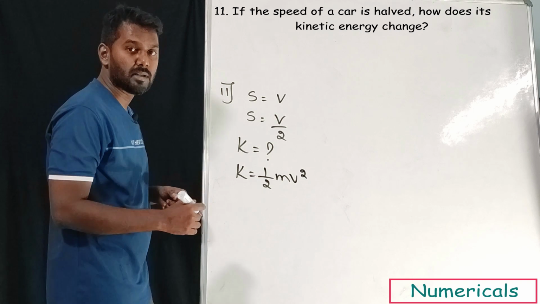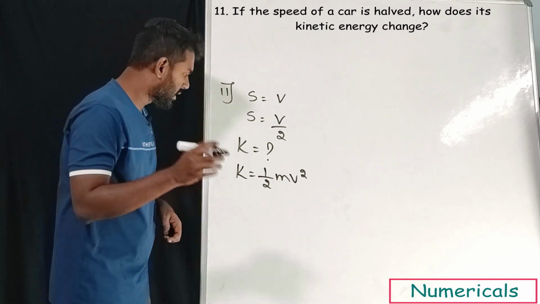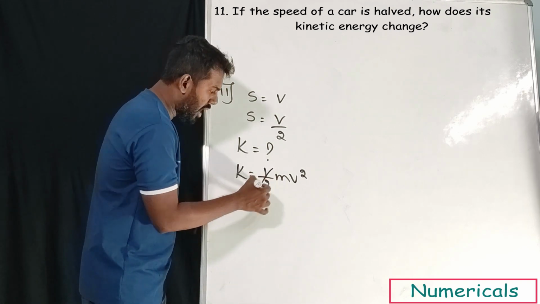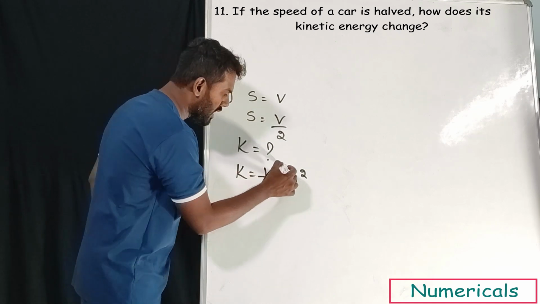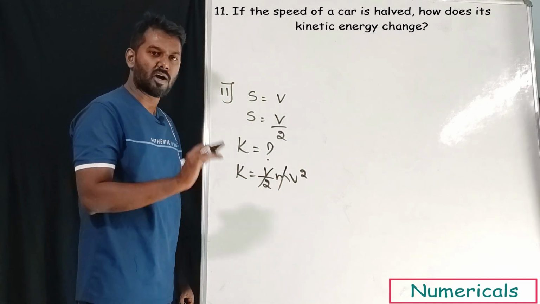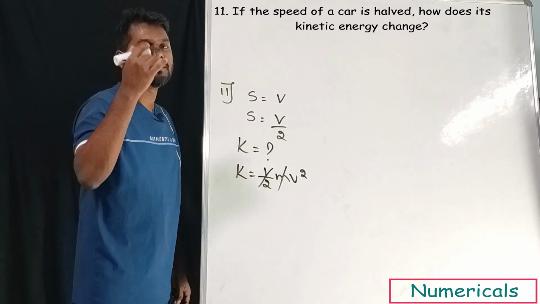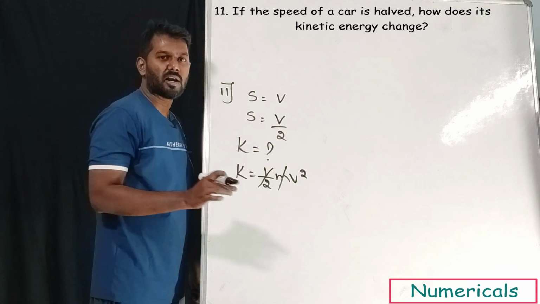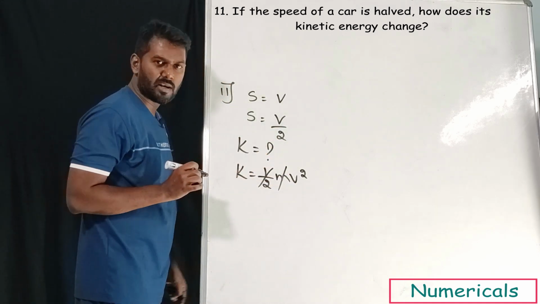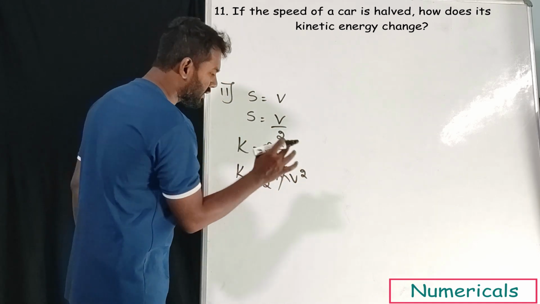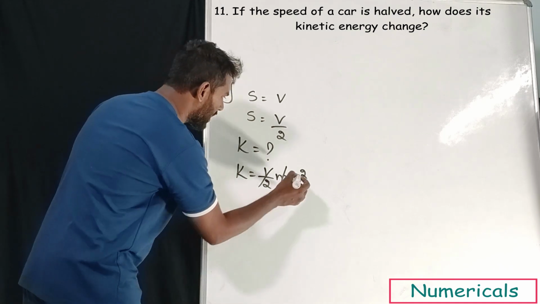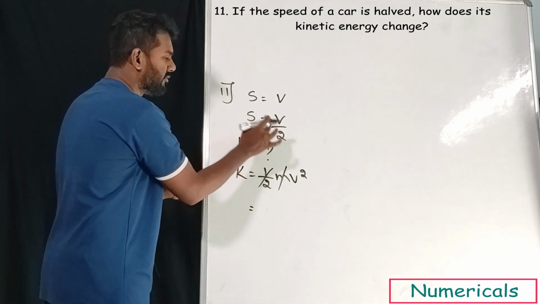Now we have to cancel the constant quantities. Here in this formula, half is not going to change, that is a constant, and m, mass of the car, is also a constant. Why? Because if speed increases or decreases, mass of the car remains same, so that is why we are cancelling it. Now the remaining thing is v square. So here we have to take it as v by 2.